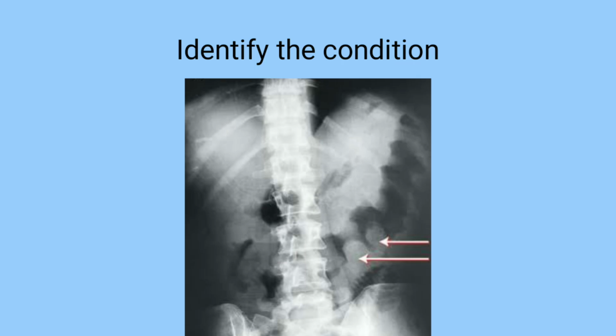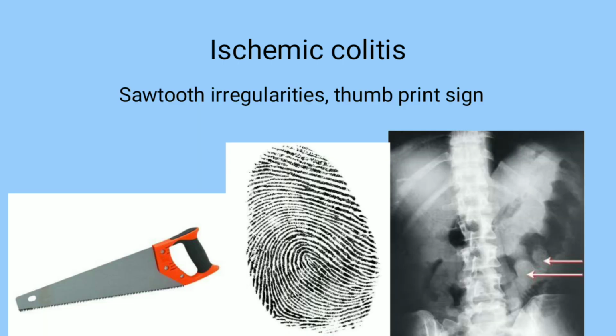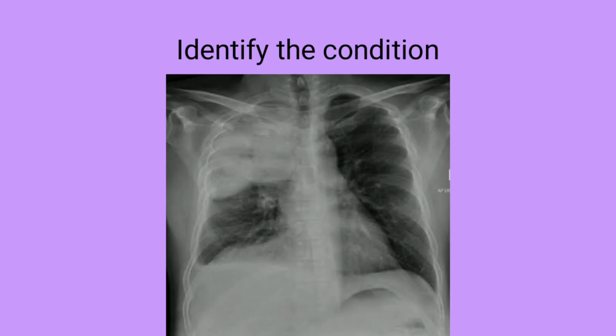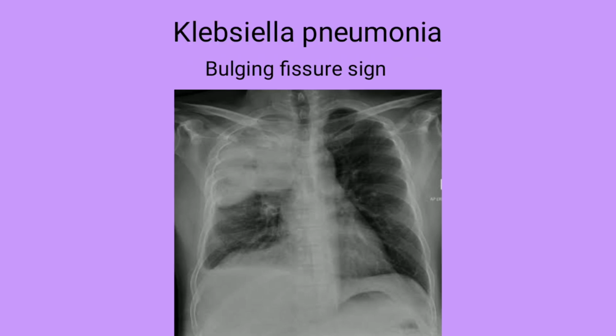Identify the condition. Sawtooth irregularities or thumbprint sign seen in ischemic colitis. Identify the condition. Bulging fissure sign seen in Klebsiella pneumonia.